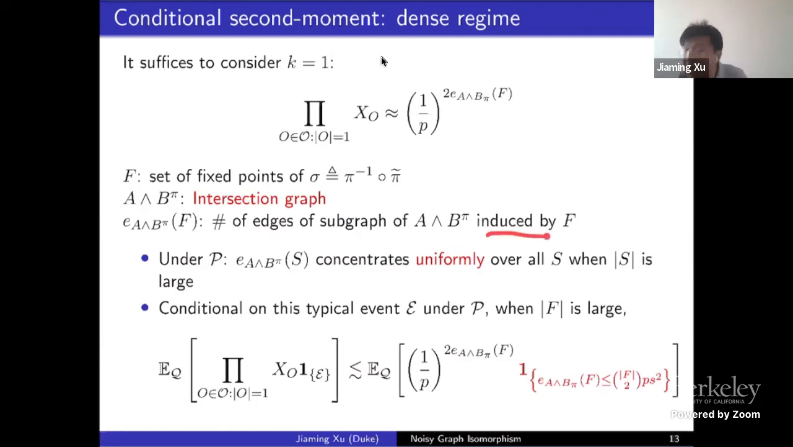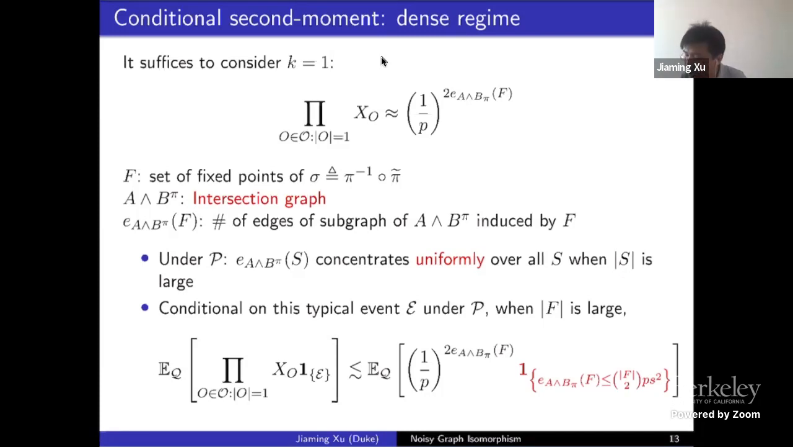So if this subgraph induced by F is dense, then this will create a large magnitude of product X_O. So we need to somehow regulate the subgraph density. And here I want to mention that F depends on π and π tilde. So it's impossible to directly regulate or control the subgraph density over the graph induced by F. That's why we instead consider a uniform concentration. Luckily, under the alternative hypothesis P, for every subgraph S, the number of edges actually concentrates uniformly, as long as the subgraph size is large.